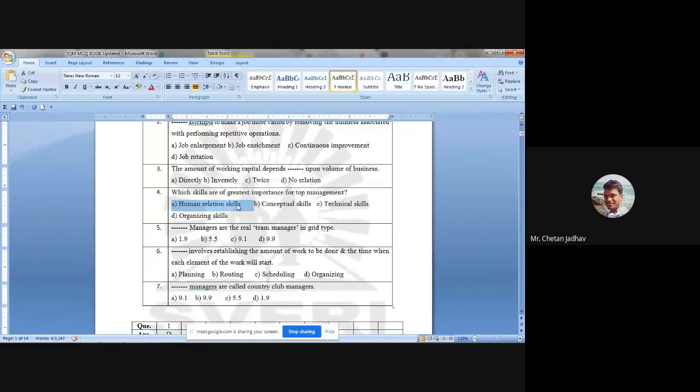Top management level manager, which skill for the fourth skill? Manager level.